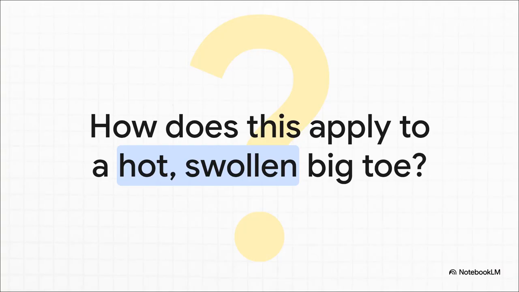So let's get clinical. Picture your patient. They wake up at 2 a.m. with this excruciating 10 out of 10 pain in their big toe. The joint is bright red, it's hot, it's swollen, and they can't even stand the weight of a bed sheet on it. That's classic podagra. So what exactly is going on at the cellular level to cause such an intense reaction?